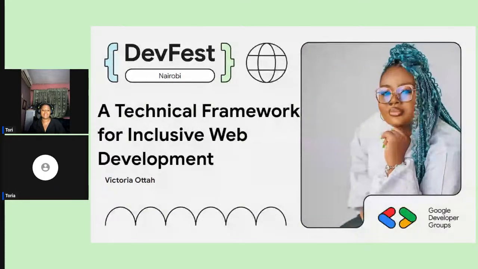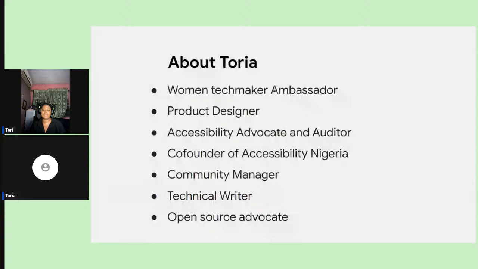So, a little bit about myself. I am a women tech maker ambassador. I am a product designer. I am an accessibility advocate, a co-founder for Accessibility Nigeria. I do a little bit of community management. I write articles, and most importantly, I am an open source advocate.